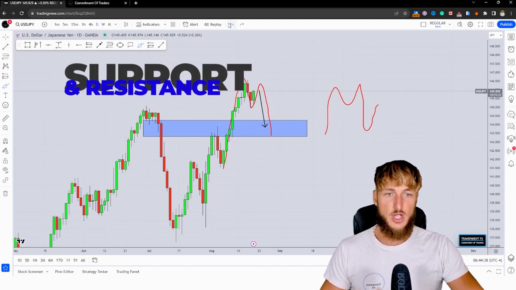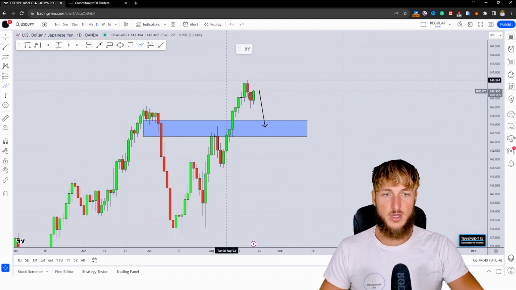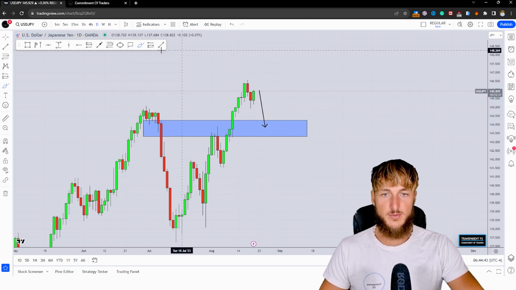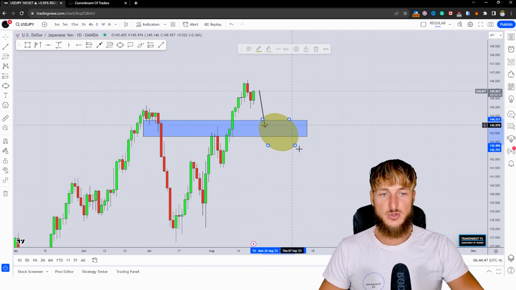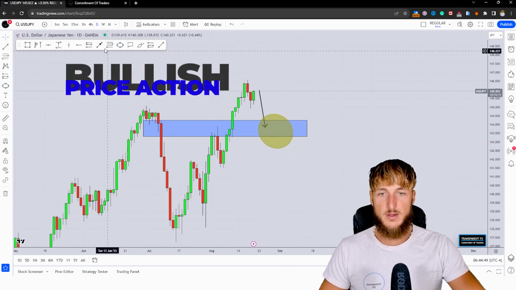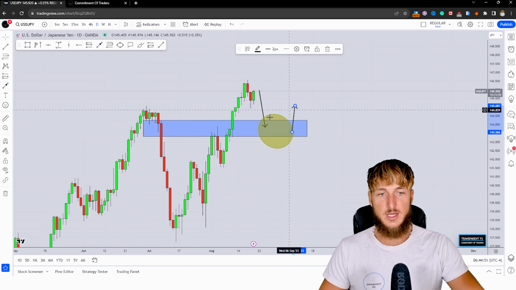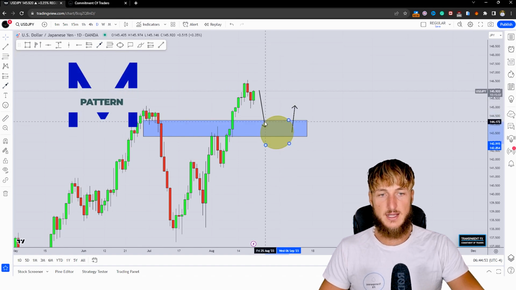turned resistance. So here in the daily time frame, if the market here would create a correction to this level, at that point we would have quite good probabilities to see a potential reversal higher away from the zone, potentially completing this M pattern at the neckline.